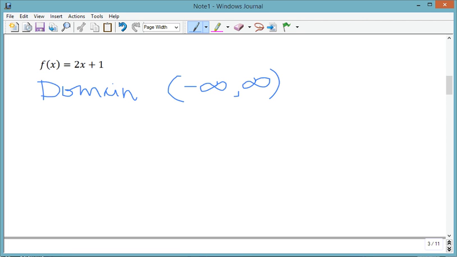And what about the range? To get the range, you really have to think about the graph. So we won't do range with everything. We'll do a few things that we know the range on, but for everything we have to find out the domain, because you have to know what you can plug in. In this case, it's a line, and we know the range is also all real numbers.